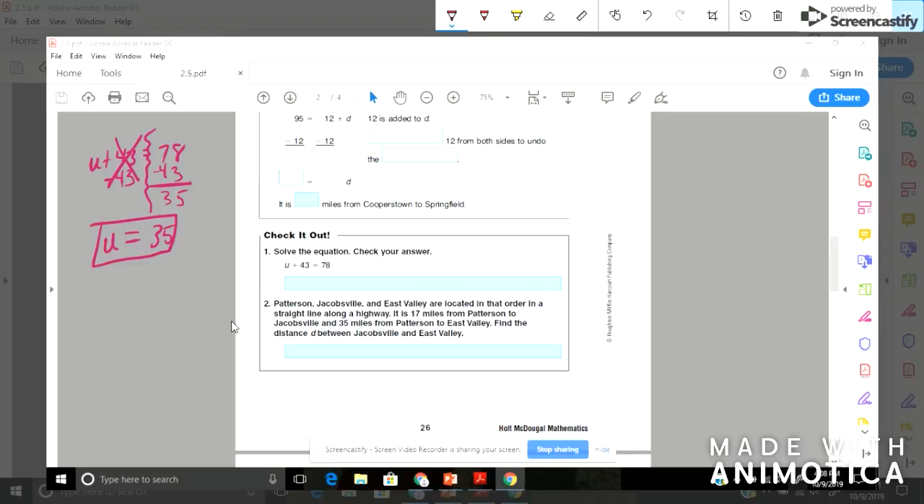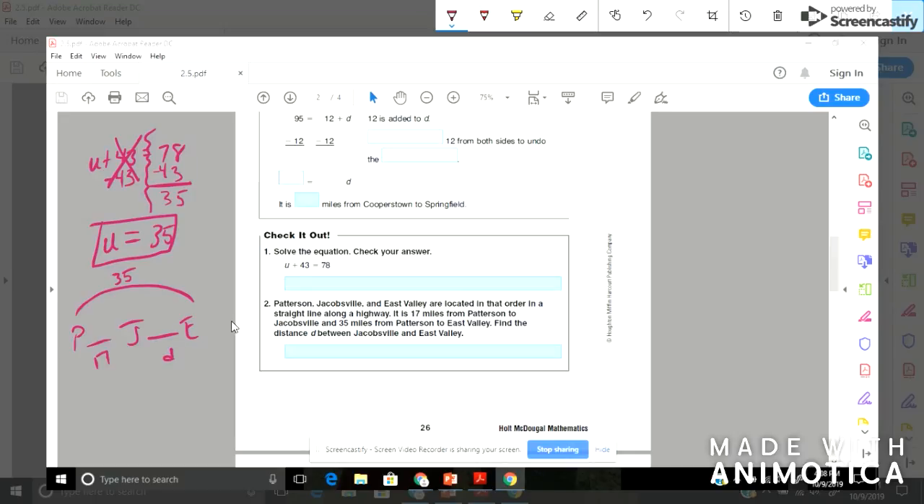Okay, and for number 2, we have one that's very similar to the last one. It says Patterson and Jacobsville and East Valley are located in that order. 17 miles from Patterson to Jacobsville, so 17 from here to here. 35 miles from Patterson to East Valley, so Patterson to East Valley is 35 miles. Find the distance between Jacobsville and East Valley, so distance D between the two.